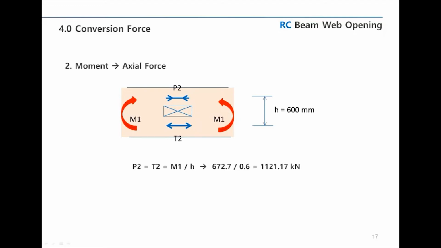Next, we'll check the moment conversion that will be applied in the beam. Moment M1 by the external force P is converted into axial force, which is tensile and compressive. As shown in the figure, the arm length of the force means the distance between the center of the upper section separated by the opening and the center of the lower section. So considering the 400 mm depth of the upper section, the 400 mm depth of the lower section, and the 200 mm height of the opening, the distance between the compression and tensile forces is calculated as 600 mm.